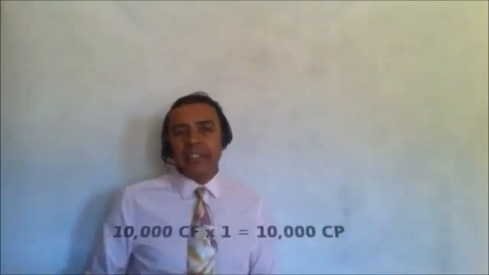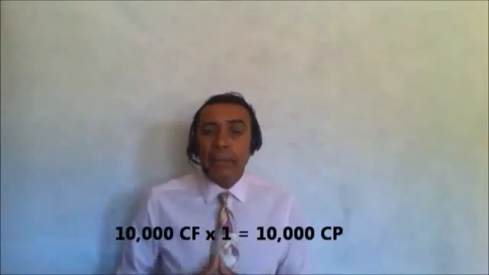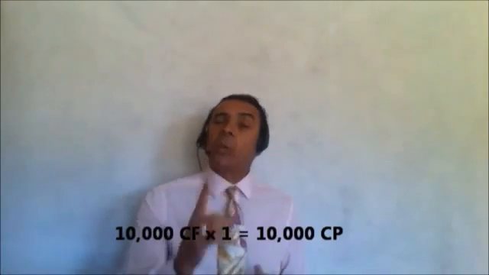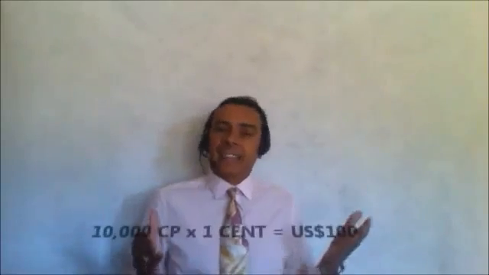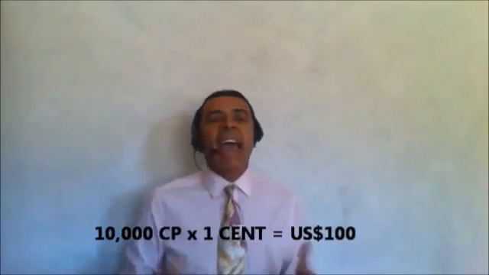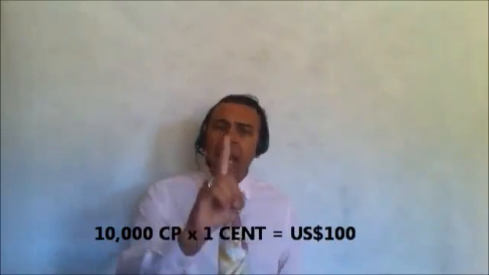Now, to make it easier to understand, let's just assume that we will pay just 1 cent per cash factor for the month of October. So, you would receive 10,000 times 1 cent equals 10,000 cash points. And 10,000 cash points have a value of $100 US. And now it is up to you to decide what you want to do with your money.